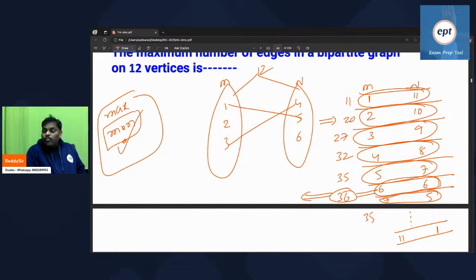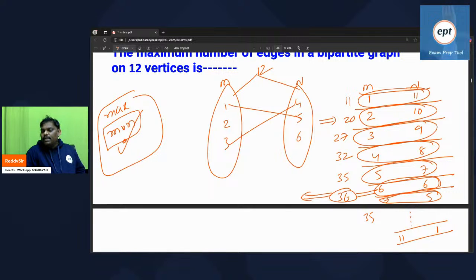So in this problem, the twist is how you divide. He didn't mention it. He said bipartite, but how you divide? You divide whatever way you want, but I want more edges.